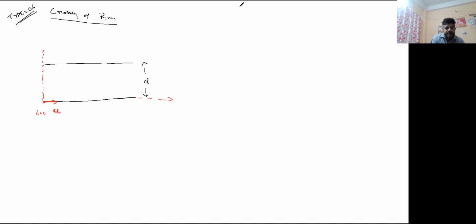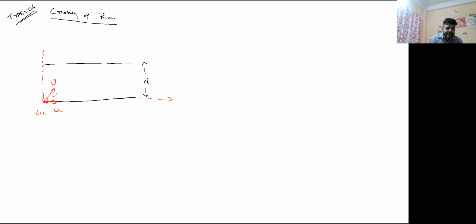Yes, everyone? U is the velocity of the river. And suppose V is the velocity of boat, or they can say a velocity of a swimmer or a velocity of launch, whatever. But V is velocity of boat or swimmer, anything like this. Clear, everyone? Yes, sir.